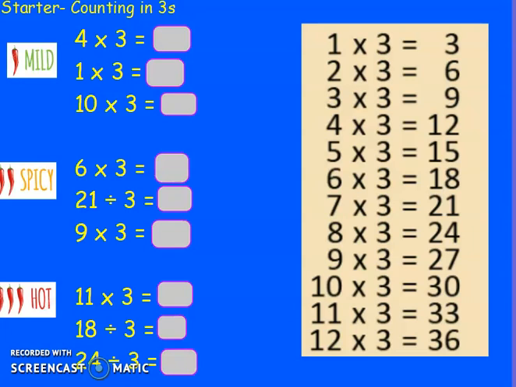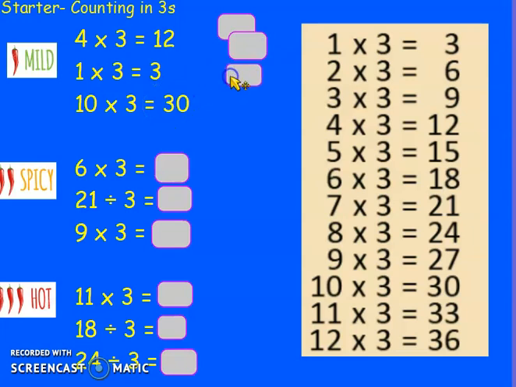Welcome back. Let's see if you've got these right. Mild challenge. You can say the calculation with me and tick off your answer as we go along. Are you ready? 4 times 3 is 12. 1 times 3 is 3. 10 times 3 is 30. Well done. I hope you're shouting out the answers as we go through.